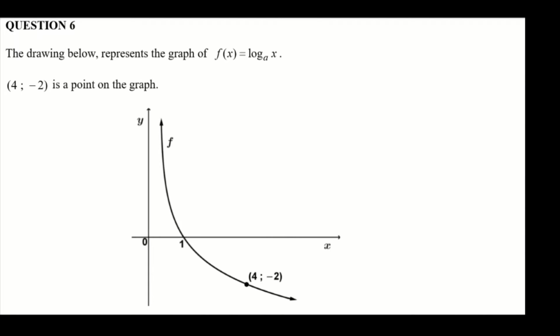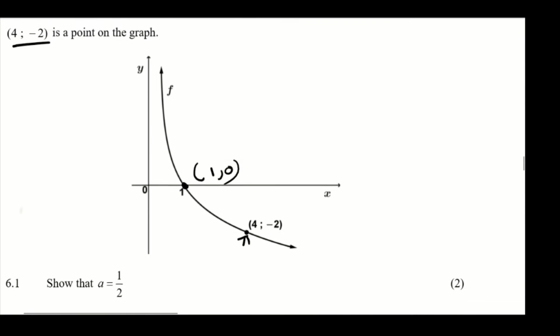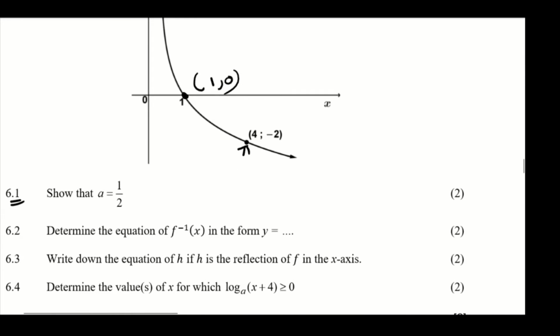So now we're going to do question 6, where we are given this equation of our graph, which is f of x equals log base a of x, right? And we are given a point which is (4, -2). So there is the point there in the graph, and we also know the x-intercept, which is 1, and the y being equal to 0, right? So that is the information from the graph, and we are asked in 6.1 to show that a is equal to 1/2, right?